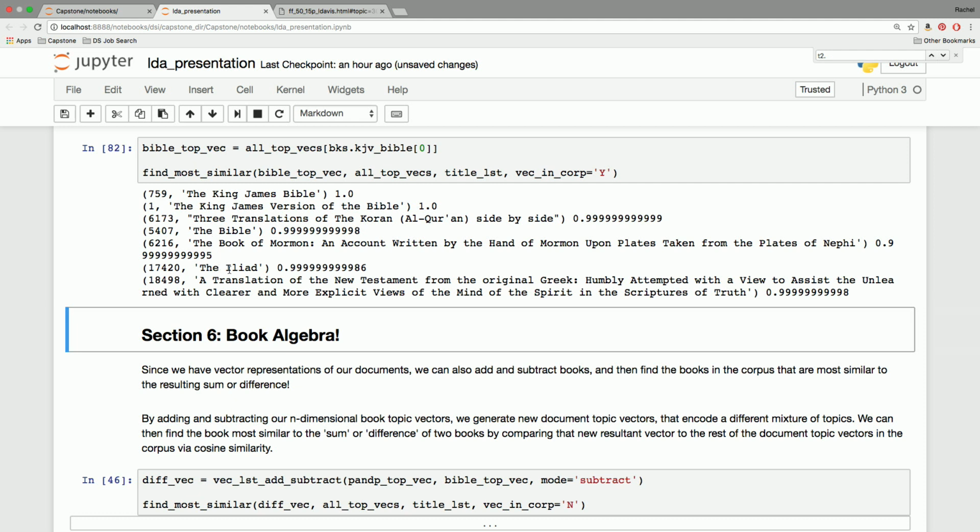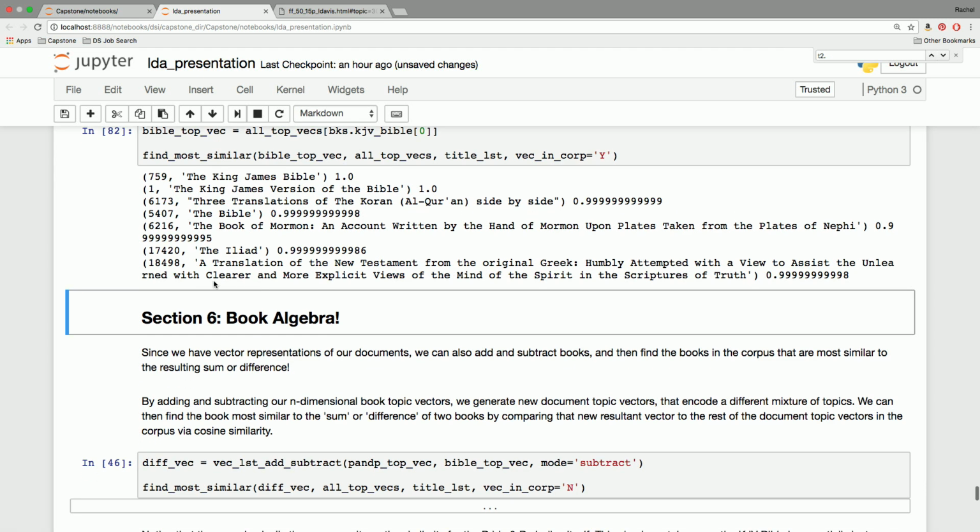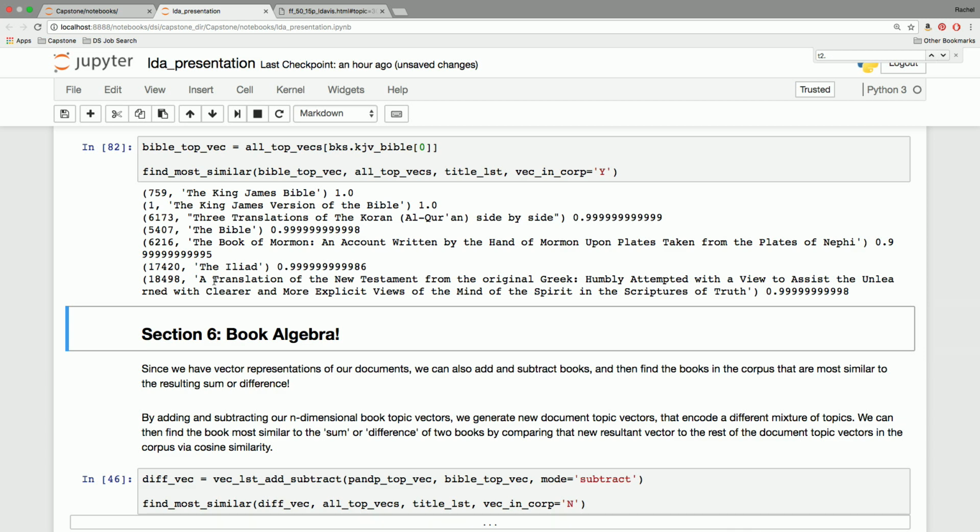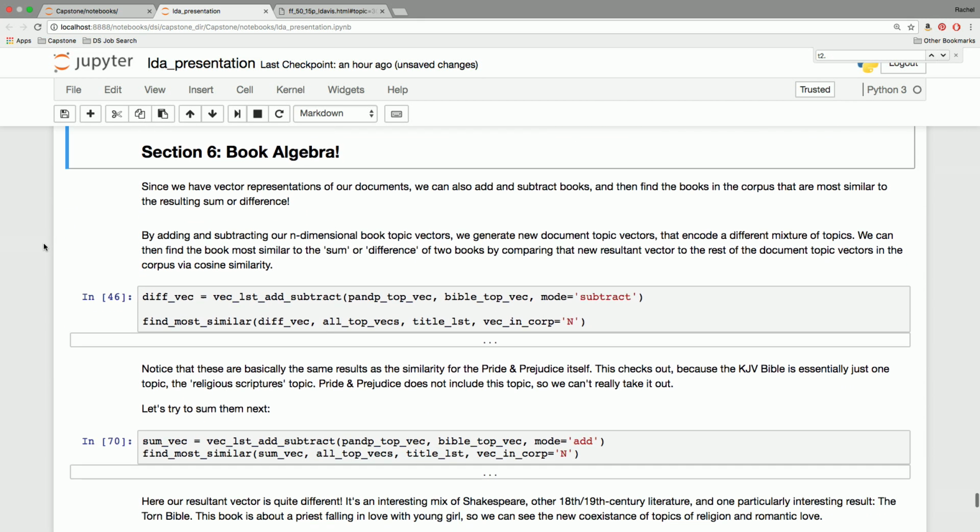Interestingly, the Iliad, I guess the ancient text kind of thing, it triggers that same one as the Bible, as well as some scholarly works on the New Testament. And so I just thought that was interesting. Our topic model thinks that those texts are similar.